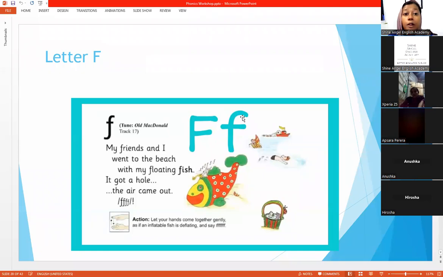And the sound is f. Yeah, the puff fish. Now this is a big fish, a puff fish. So when the air goes out of the puffed fish, what happens is it has that sound. That is how you do. Okay.